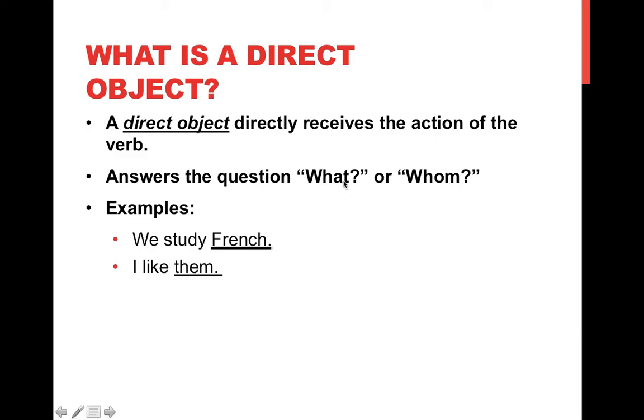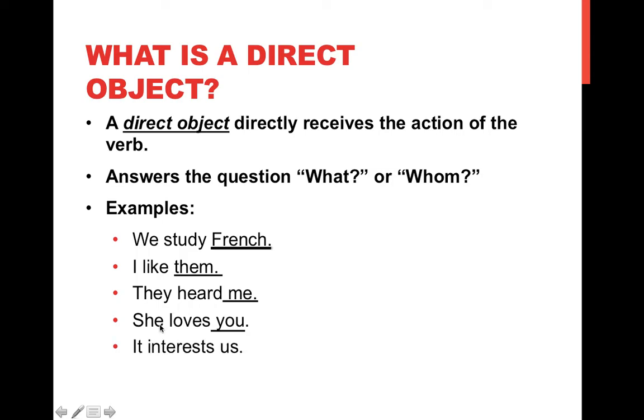That is the thing that we like. If somebody said, "What do you like?" you could say them. They heard me. Me is the direct object because I am the thing that they heard. She loves you. You is the direct object because that is receiving the action. And it interests us. Us is the direct object because that is the thing that is being interested.